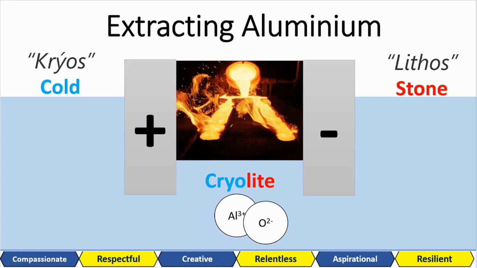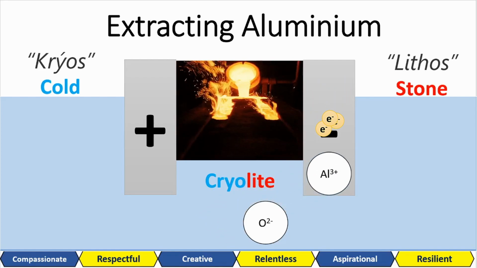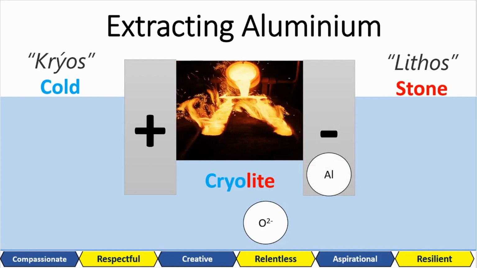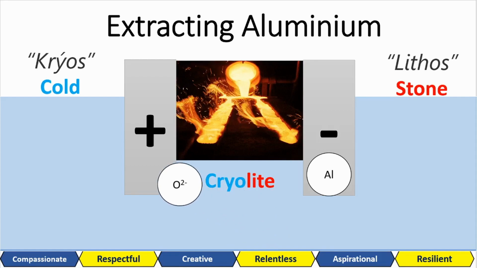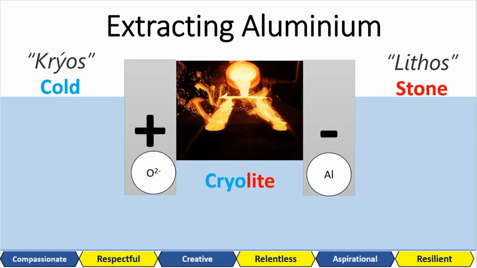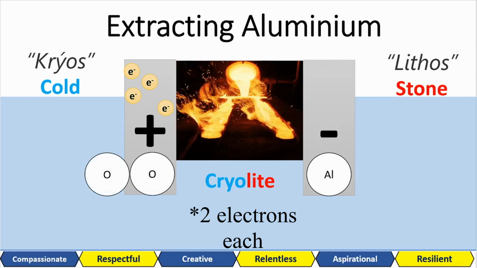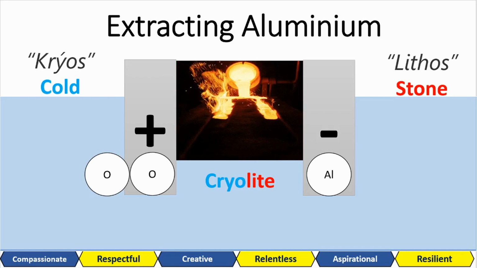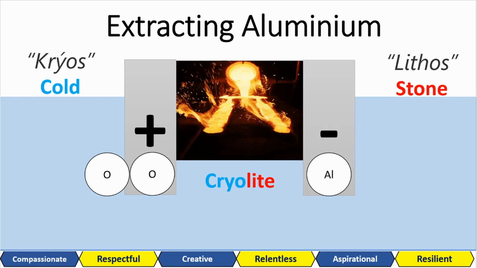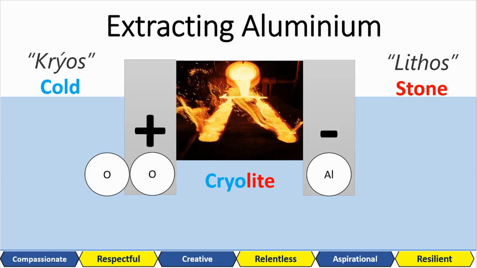Then the aluminium ions are attracted to the cathode and gain 3 electrons to become an aluminium atom. The oxide ions then move to the anode, losing 2 electrons to become an oxygen molecule. There is just one more thing here though. Remember that I said that the electrodes are made from graphite, and we saw in the previous video that graphite is made from carbon.